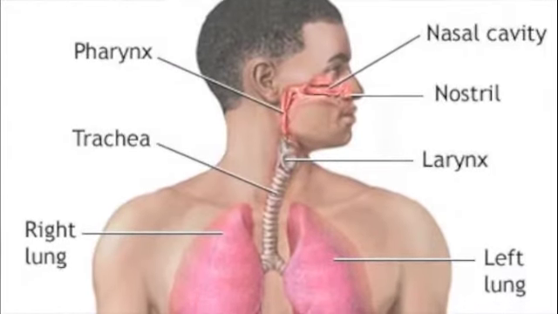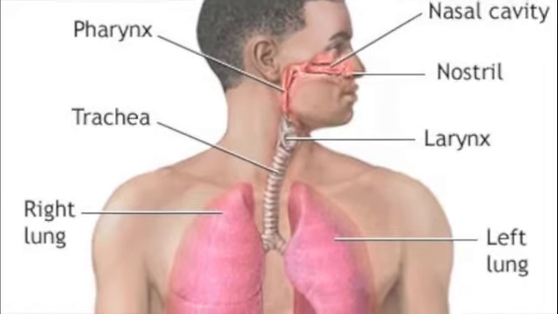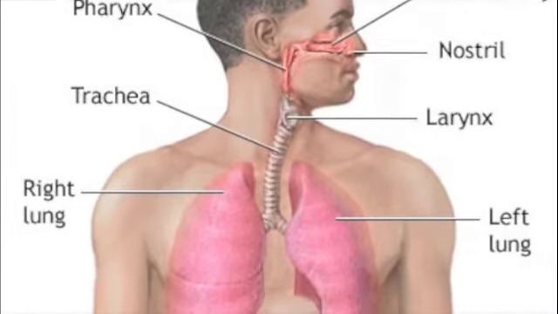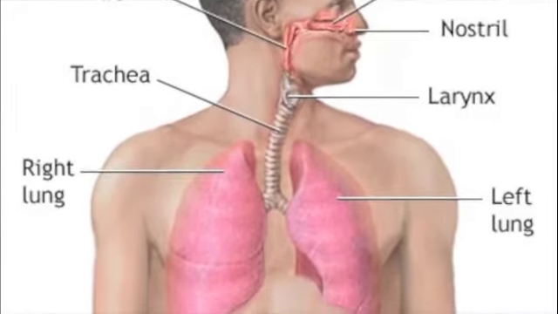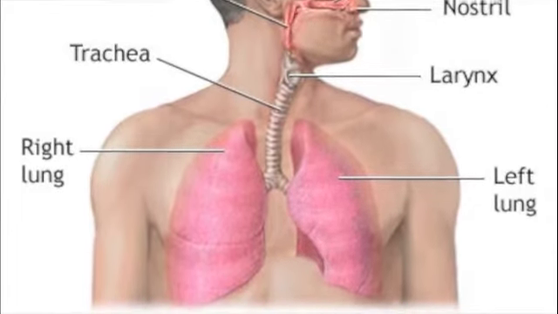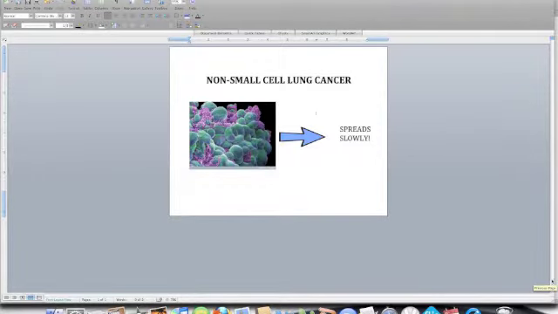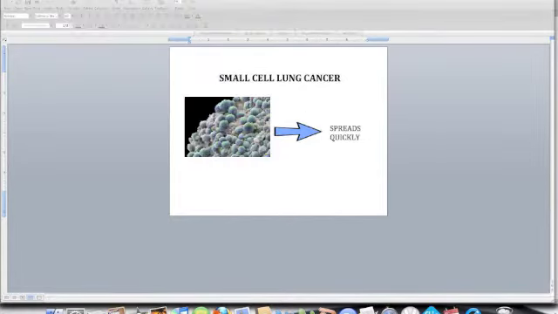Lung cancer affects the lungs, which are the main organs in the respiratory system. There are two types of lung cancers. First, there's non-small cell lung cancer, which generally grows and spreads relatively slowly. Next, there's small cell lung cancer, which is faster and is more likely to spread to other parts of the body.